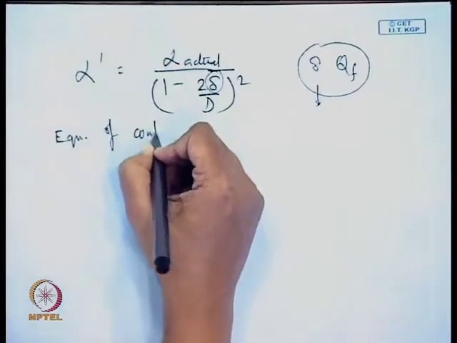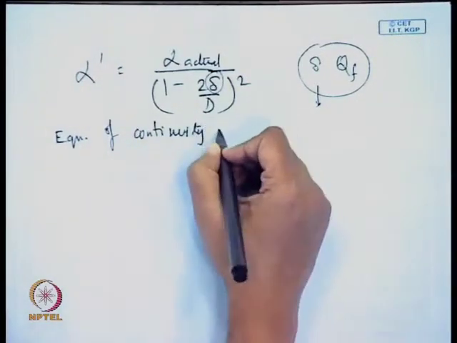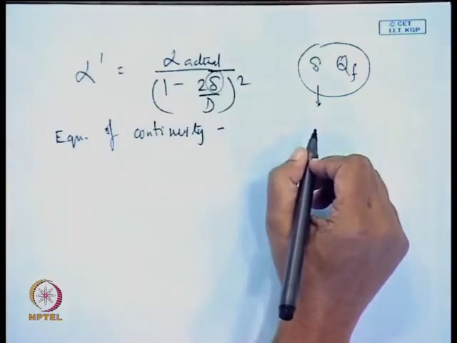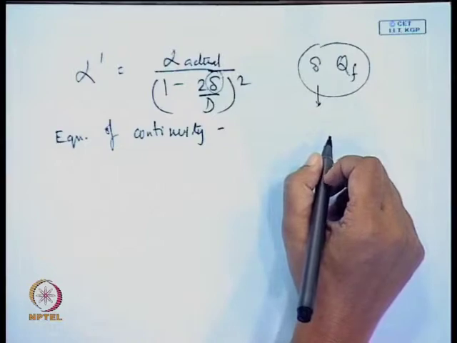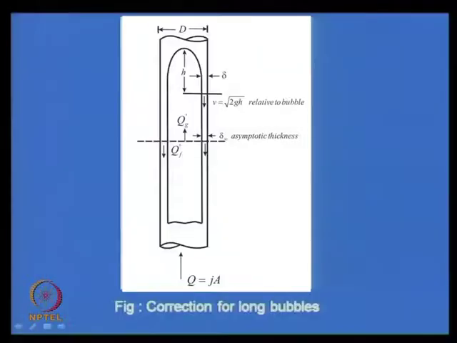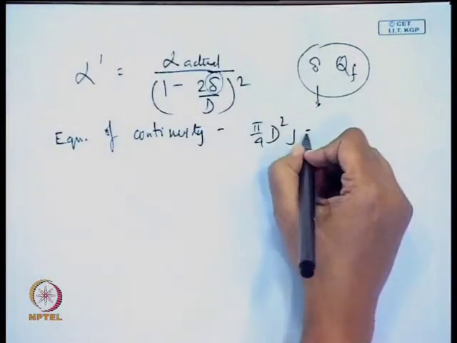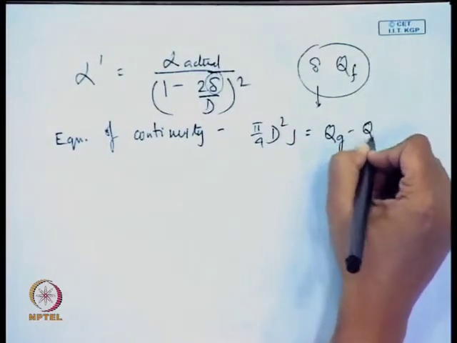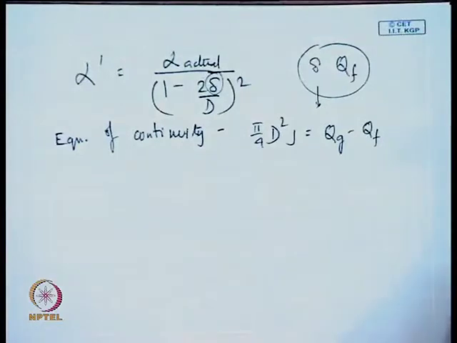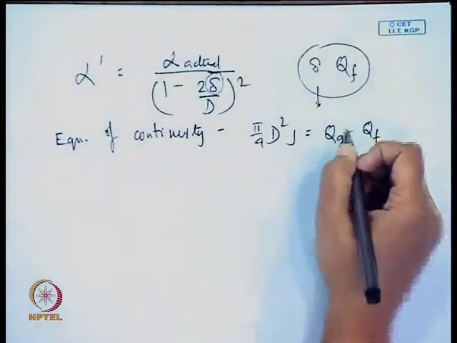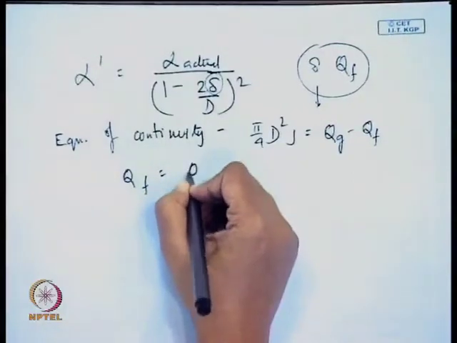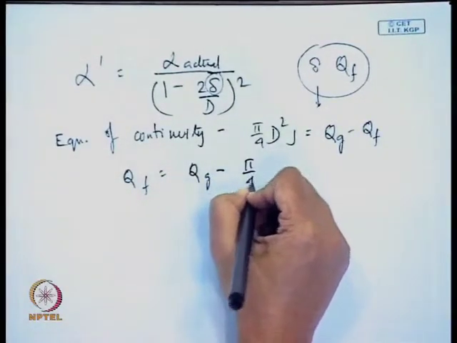Equation of continuity, okay. From there, what do we know? That the total volumetric flux across any pipe cross section should be constant, or in other words, the total volumetric flux here should be equal to the total volumetric flux here. What is the total volumetric flux here? It is nothing but pi by 4 d square into j. Do you agree with me? This then should be equal to qg minus qf in the Taylor bubble region. Agreed? So from here, we get qf, it is nothing but qg minus pi by 4 d square j.